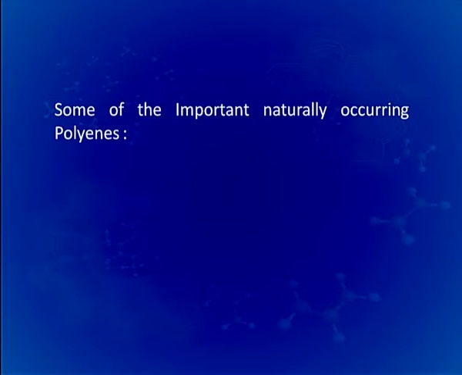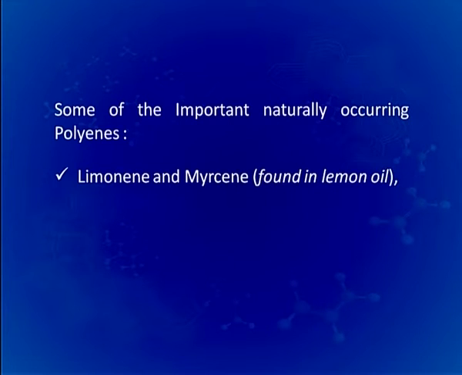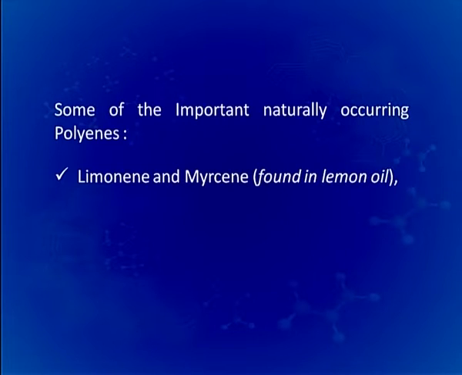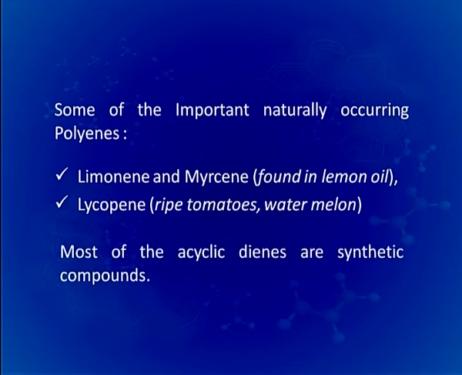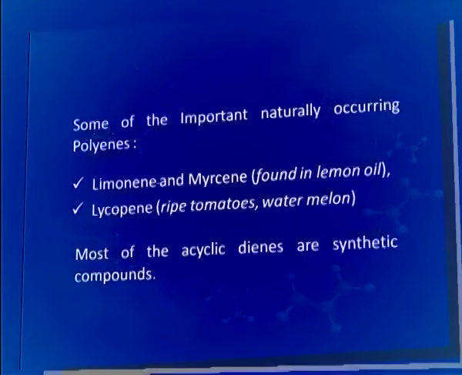Now, as the name suggests, these are the simplest of all polyenes. Some important naturally occurring polyenes are limonene and myrcene. These are basically responsible for the fragrance of lemon and orange and oil of bayberry. Lycopene, another important naturally occurring polyene, is found in ripe tomatoes and watermelon. But overall, most of the acyclic dienes are synthetic ones.